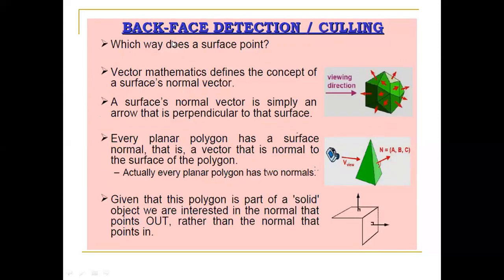In this backface detection, there are so many questions: which way does a surface point, what is the viewing direction, and which is the backface direction, right? Here we make use of the vector property of mathematics, that means we are using the scalar product. Vector mathematics defines the concept of the surface normal vector, so here we are considering a normal vector.